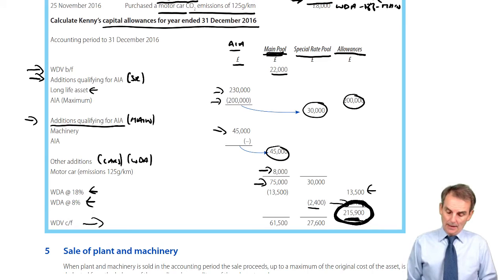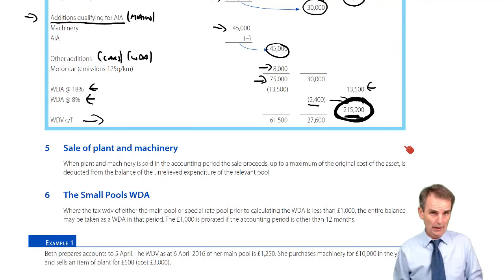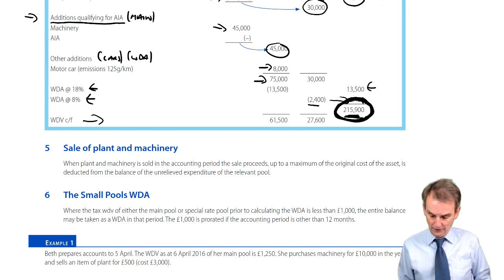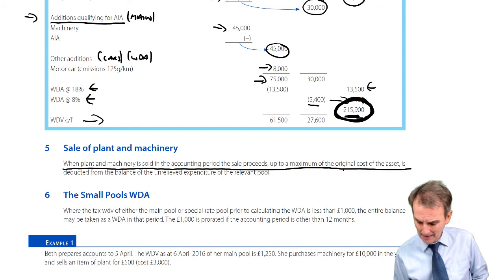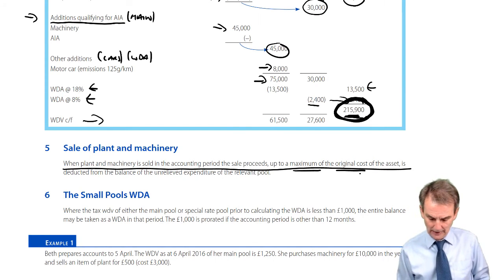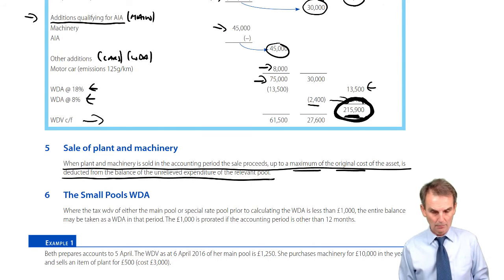Okay. Now, in all the examples that we have seen so far, we've only had to deal with transactions during the period that are just additions, purchases of items of plant and machinery. What, of course, we are also likely to have to deal with is the sale of plant and machinery. And in dealing with the sale of the plant and machinery, there's a very simple rule. When plant and machinery is sold in the accounting period, the proceeds, up to a maximum of the original cost of the asset, are deducted from the balance of the unrelieved expenditure of the relevant pool.